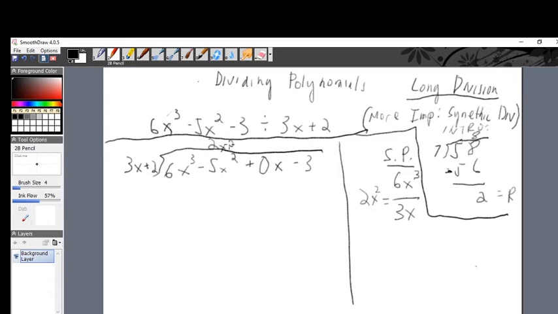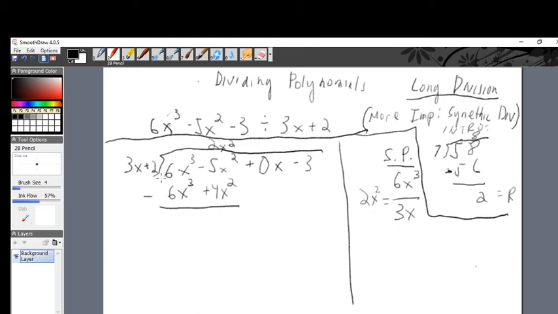Put it right here. Now what do you do? You take 2x squared, multiply it times 3x, you get 6x cubed, and you can see why we want that. We want them to erase. We want it to go. 2x squared times 2 is going to be 4x squared. And now, after multiplying the 2x squared, you put a line here and subtract.